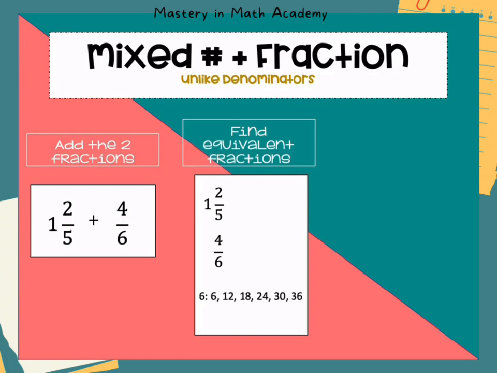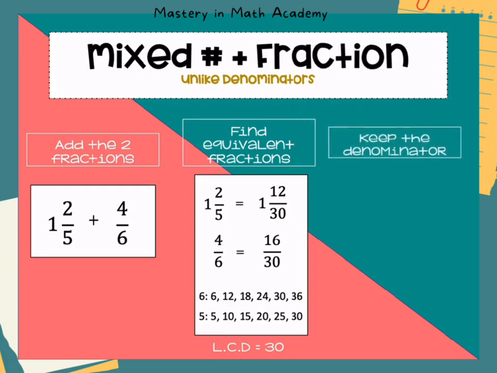You do that by finding the LCD of your denominators, see what number they share. In this case, 5 and 6, they share 30. You're going to set your new denominator as 30. 2/5 is now the same as 12/30, and 4/6 is the same thing as 16/30. You still have your whole number. We work with it last.